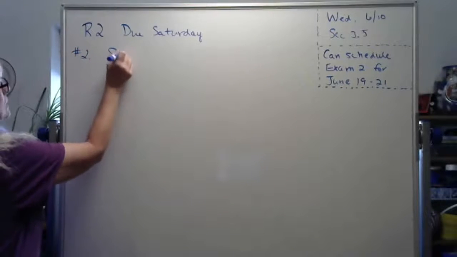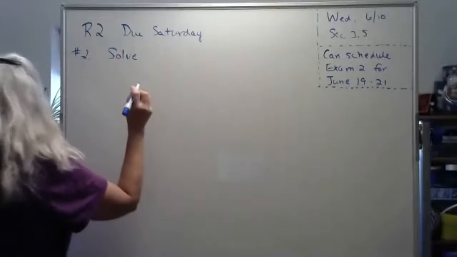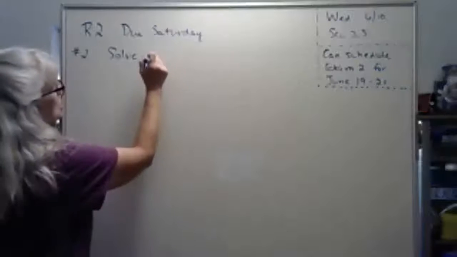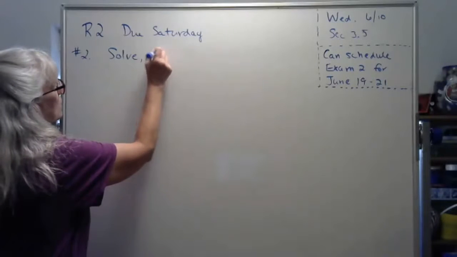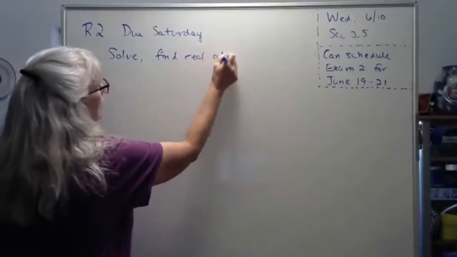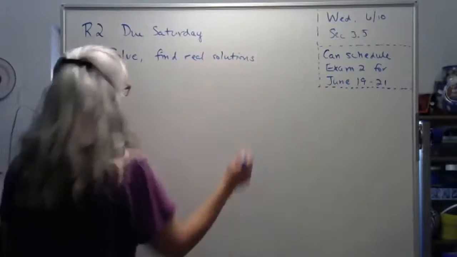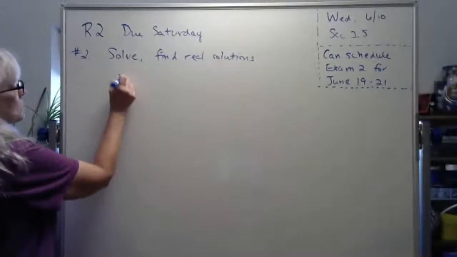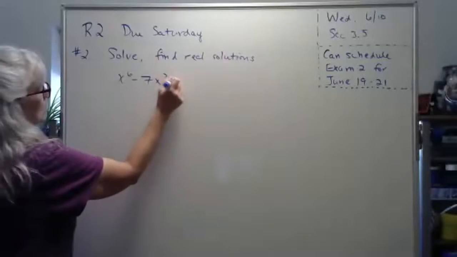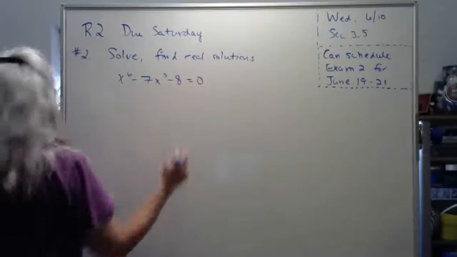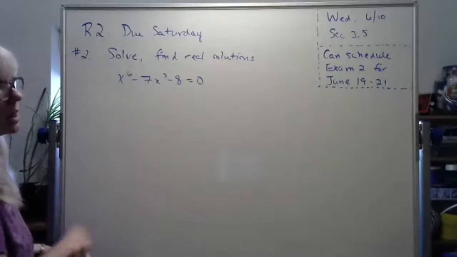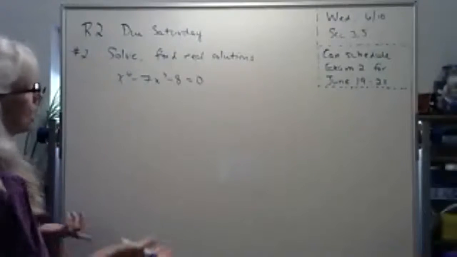And what it says is to solve, and it actually says find all solutions, both real and complex. I just want to find the real solutions, and mainly that's because we didn't talk about how to find the complex ones yet. So it's x to the 6th minus 7x cubed minus 8 is equal to 0. We will come back and revisit this type of question in chapter 5, but we're not there yet.